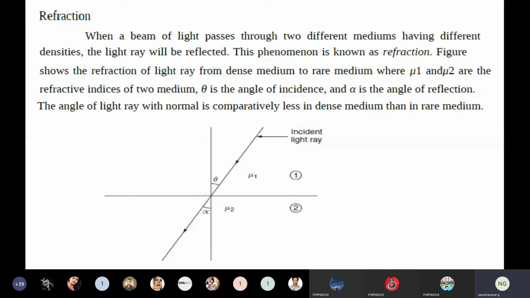I'm repeating it again. You have two different media. If an incident light ray passes through them, incident at a particular angle, the refractive indexes of the two media are mu1 and mu2. The phenomenon of passing of this incident light wave from one medium of one refractive index to another medium of a different refractive index, you call a refracted beam of light. The process, the phenomenon, you call refraction. Understand?